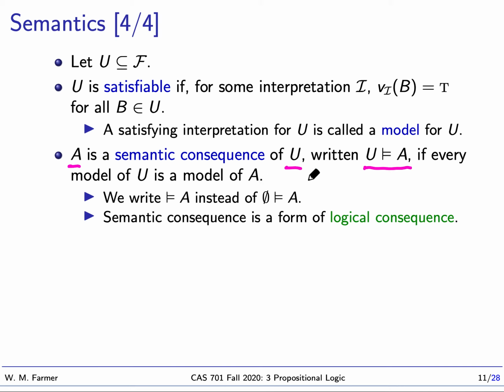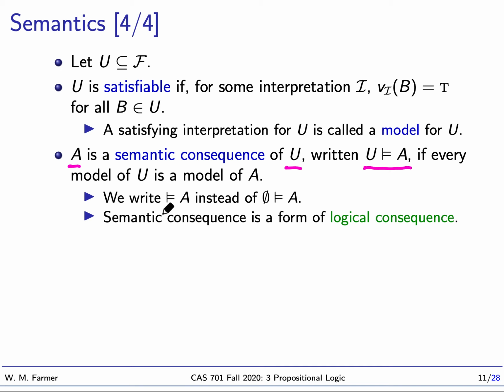What is a model of U? It's an interpretation that makes everything in U true. So if we have a model of U that makes everything in U true, and then if that model always makes A true, we will say A is a semantic consequence of U. Another way of thinking about that, if we have a world in which everything in U is true, then A, being a semantic consequence, must also be true in every model that makes everything in U true. So this is a very important idea, the notion of a semantic consequence.